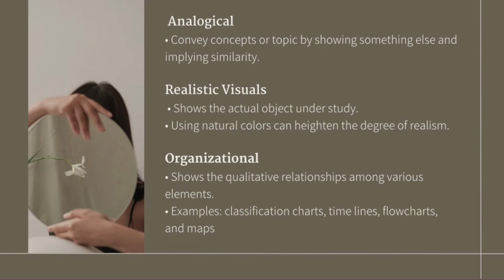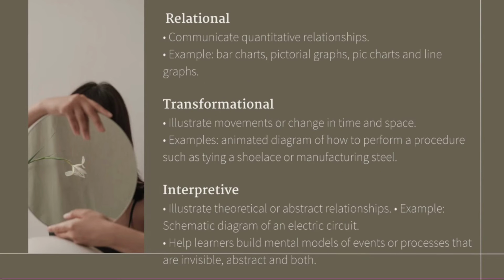Organizational shows a qualitative relationship among various elements. Example classification chart, timeline, flowchart, and map. So we appreciate things that are organized and easy to understand. Organizational plays an important role on visual literacy where we can easily understand the image that is being portrayed.